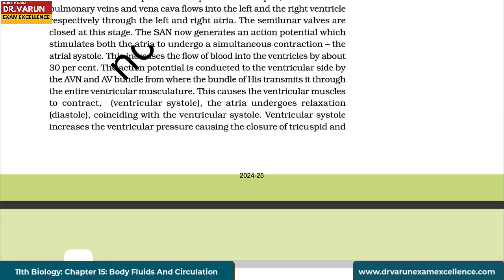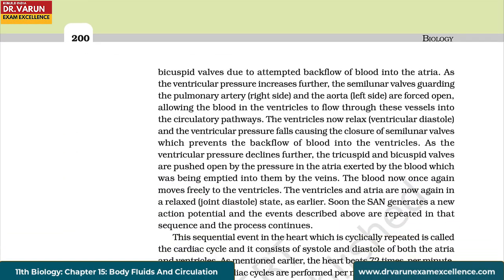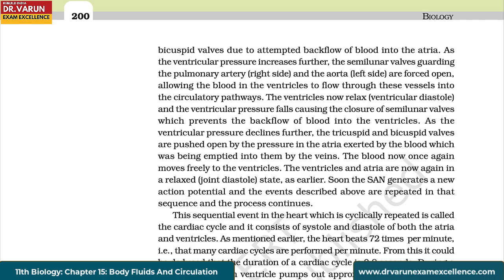Ventricular systole increases the ventricular pressure, causing the closure of the tricuspid and bicuspid valves due to attempted backflow of blood into the atria. As the ventricular pressure increases further, the semilunar valves guarding the pulmonary artery on the right side and the aorta on the left side are forced open, allowing the blood in the ventricles to flow through these vessels into the circulatory pathways. The ventricles now relax, ventricular diastole, and the ventricular pressure falls, causing the closure of semilunar valves, which prevents the backflow of blood into the ventricles.